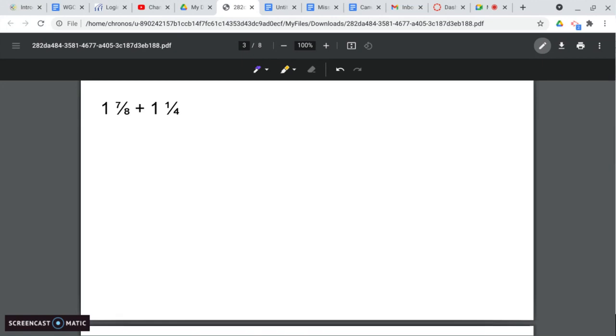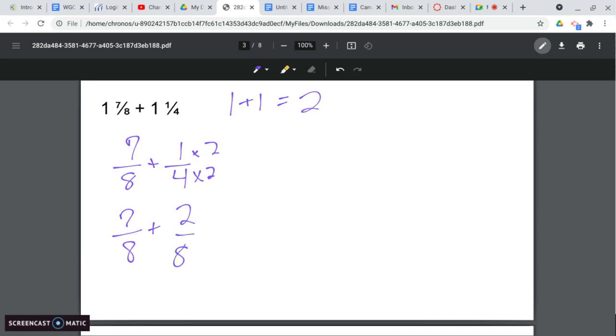All right, so we have 1 7/8 plus 1/4. So add our ones together. 1 plus 1 equals 2. Now we have 7/8 plus 1/4. Find the common denominator. The common denominator between 8 and 4 is 8, so the first fraction stays the same. 7/8 plus, multiply both of these by 2. We have 2/8. 7 plus 2 is 9. So we've got 9/8, which is 1 1/8, which we add back to our 2 up here. So 2 plus 1 is 3. So we have 3 1/8 for our answer.